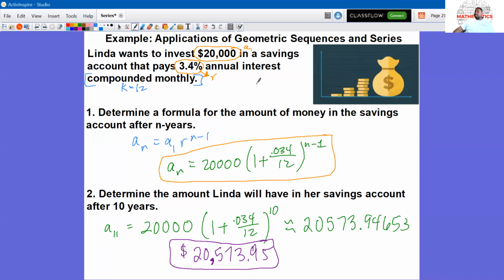Now the amount that I used before, that's how much money she would have accumulated over 10 years. How much money would she have accumulated over 10 years? So that's what the sum does. The sum is going to accumulate the amount of money she has over 10 years. This is saying how much money she is going to have in the account in the 10th year. We got to make sure we understand that.